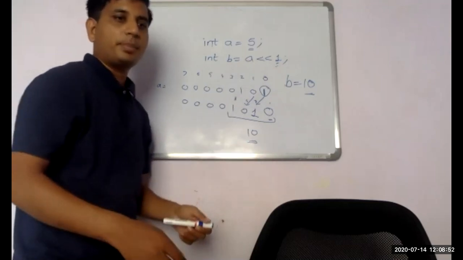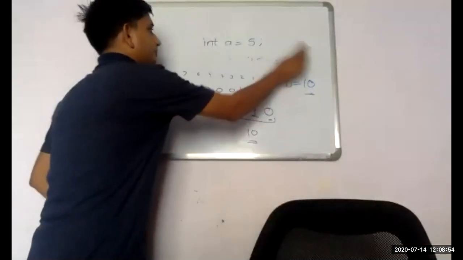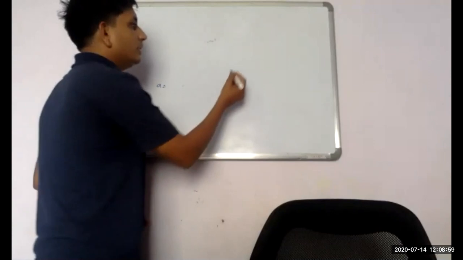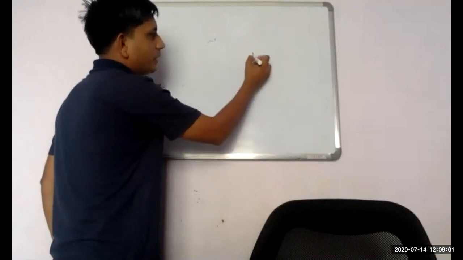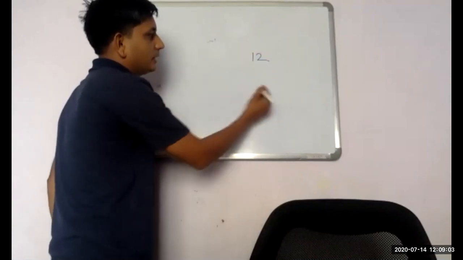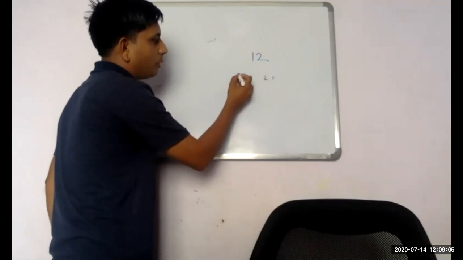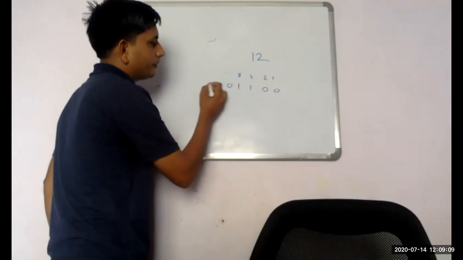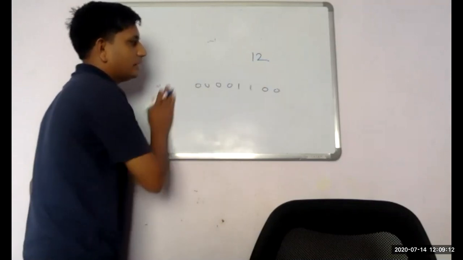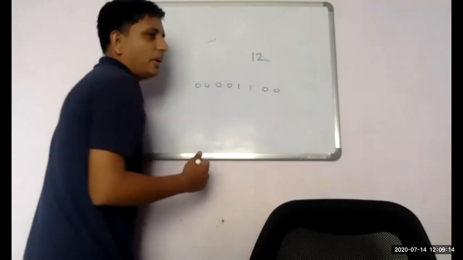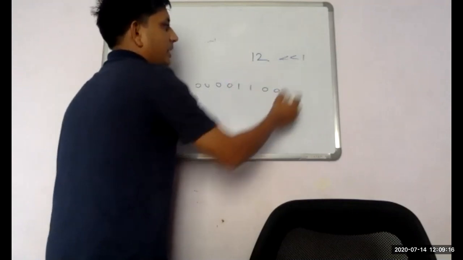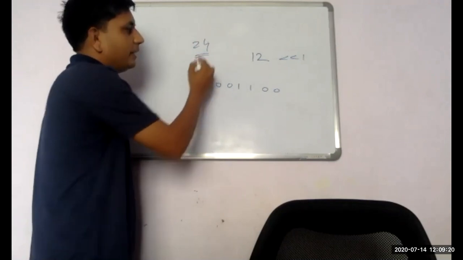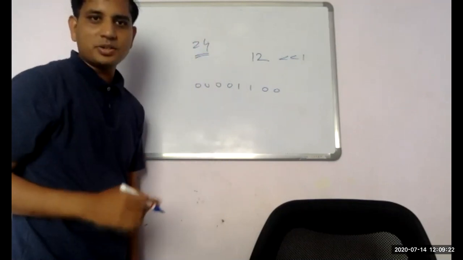Take any example. Suppose the number is 12. Okay, number 12 means 1, 2, 4, 8, so 12 is 1, 1, 0, 0. Now if I left shift the 12 by 1 bit, according to my formula, my answer should be 24.